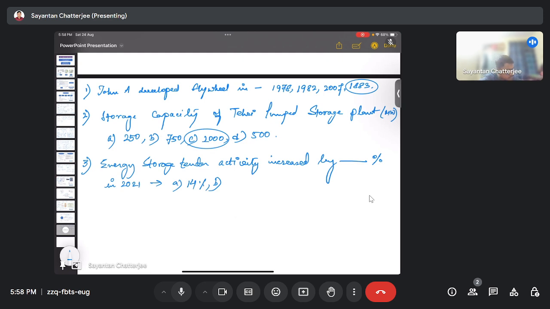Here is the question: energy storage tender activity increased by what percentage in 2021? B it is 45%, C it is 41%, D it is 54%. Two, three questions more and then. So it is 41%.